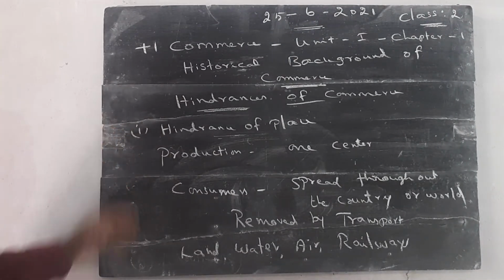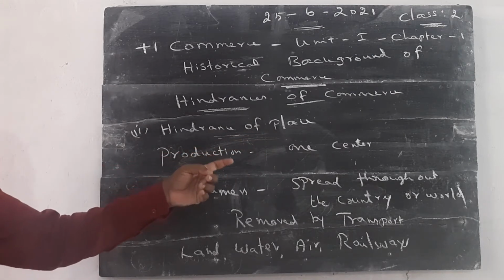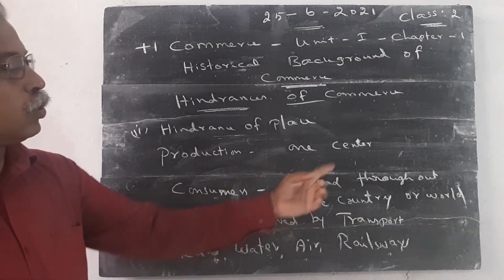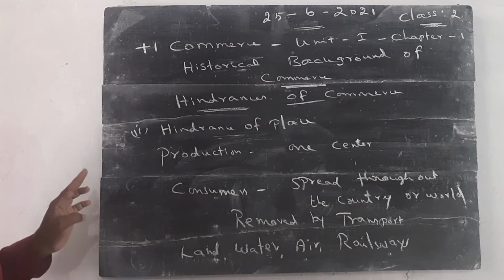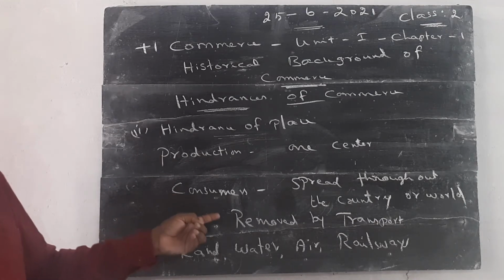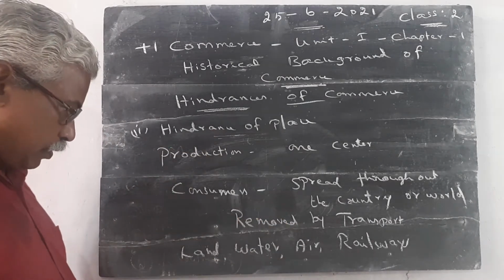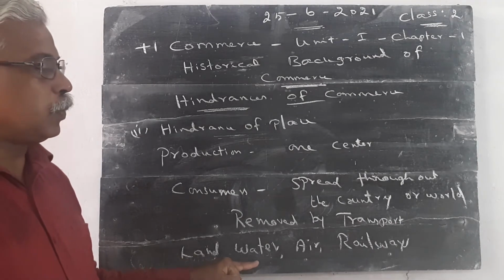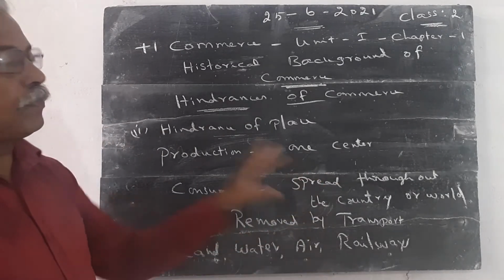Once again I explain the point number 2, hindrance of place. Production took place in one center, but consumers are spread throughout the country or throughout the world. So the geographical distance separates the place of production and place of consumption. It is removed by transport. There are different media for transport: land transport, water transport, air transport and railways. These are all the other means of transport.